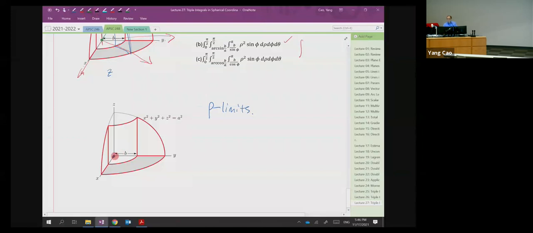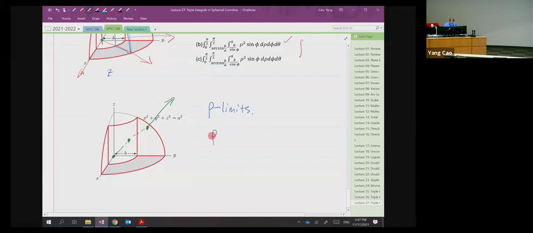Starting from the origin, you create a reading line. You draw a reading line out of this origin across the region D. Your first contact is on the cylindrical surface, and the second contact will be on the spherical surface, right? So your rho min is from here to here, and your rho max is from here to here.